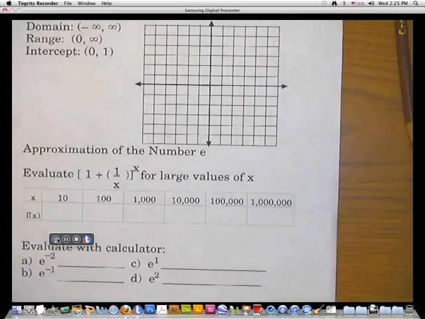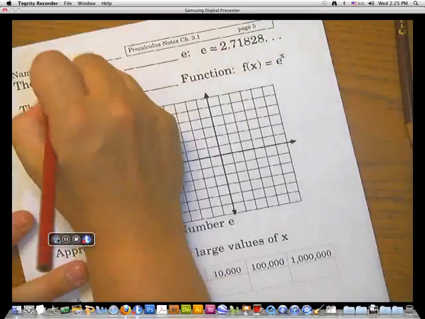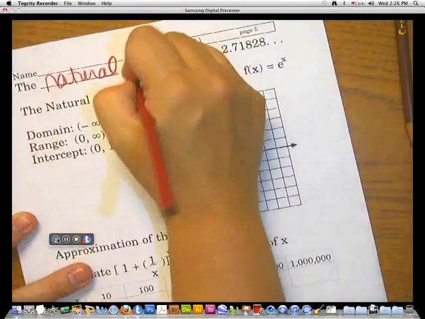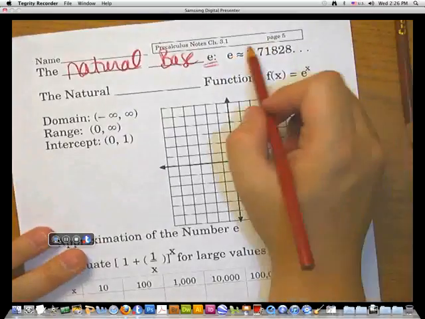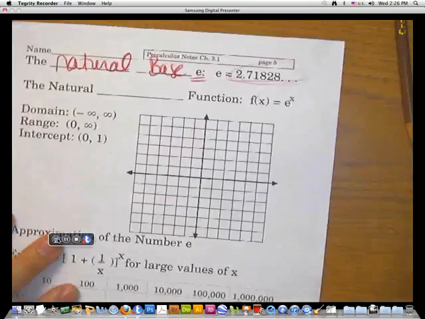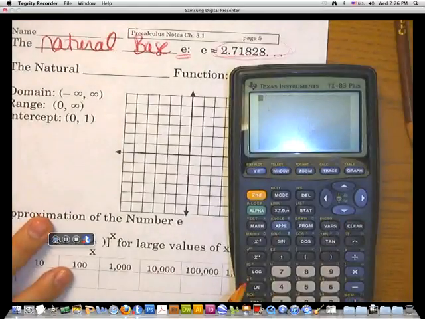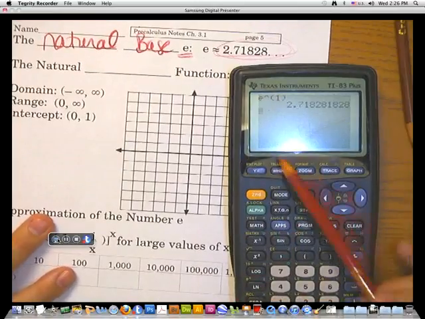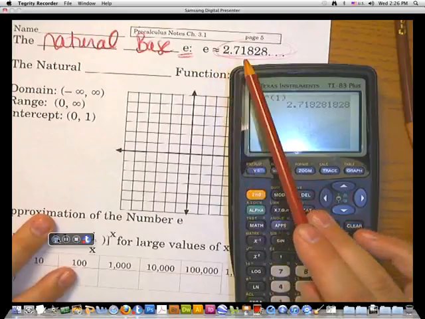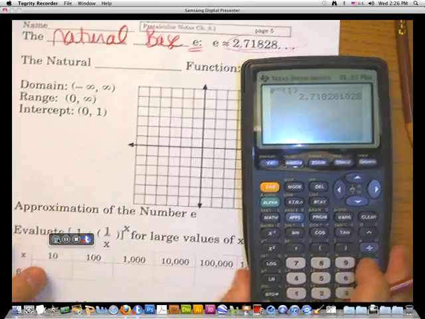All right, page 5. We have what's called the natural base of E. E is called the natural base. It is this value, 2.71828. You do have an E on your calculator down here above the ln, so second ln, and you just put in 1, e to the first power. That's what E represents, 2.71828, and so on, continuing forever.